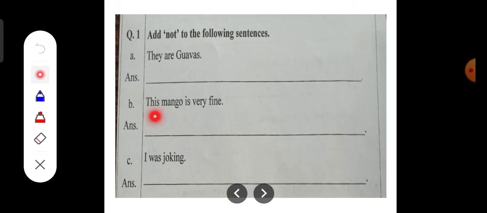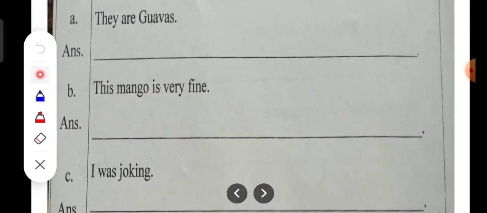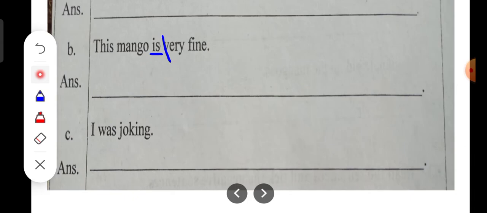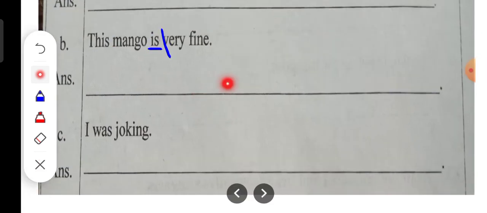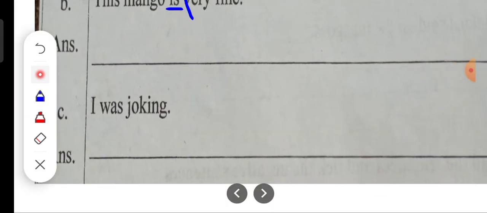Fine. Now the next one is, this mango is very fine. Now see over here, you have is, children. So after is, you are going to insert not. So this mango is not very fine. Then next one is, I was joking. Here you will say, I was not joking. Now let us see the D one.